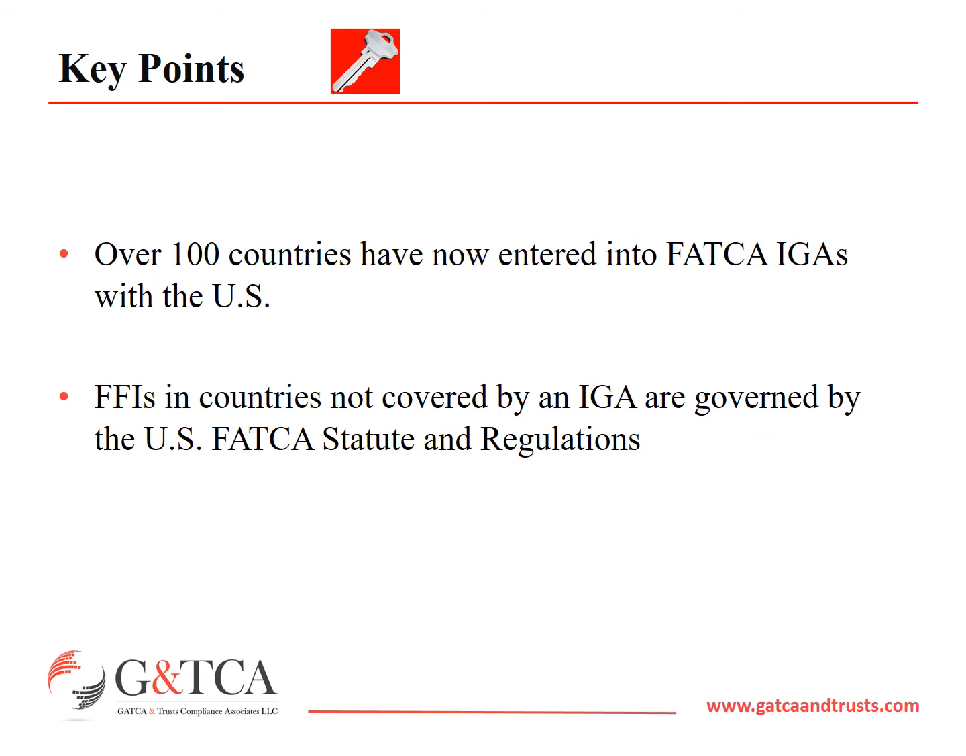Over 100 countries now have FATCA Inter-Governmental Agreements, or IGAs, with the United States. For an up-to-date list of those countries and the types of IGA they have entered into, see the US Treasury Department website that was depicted on an earlier slide. If a country has an IGA, FFIs in that country are governed by that IGA and local implementing legislation. They are not governed by the US FATCA statute and regulations. In contrast, FFIs in countries not covered by an IGA are governed by the US FATCA statute and regulations.